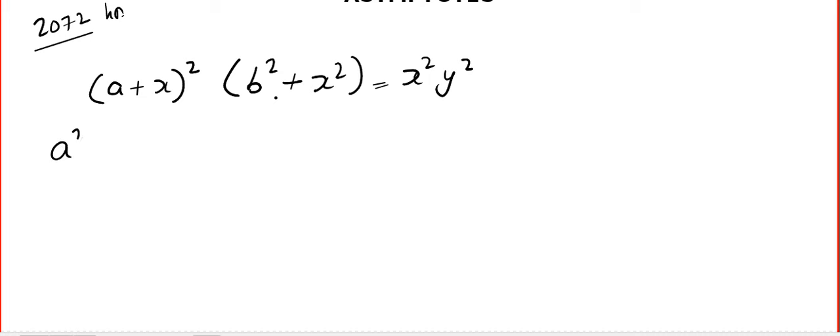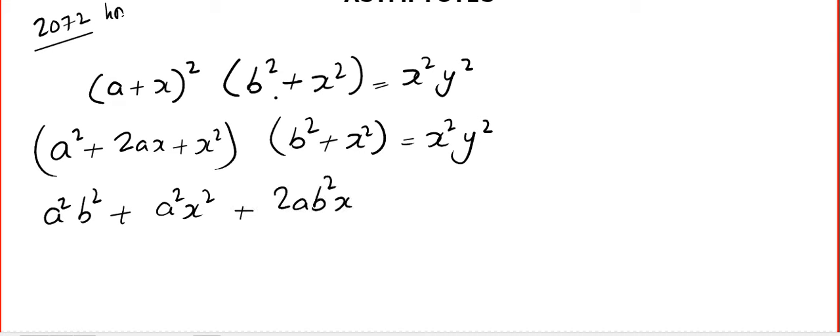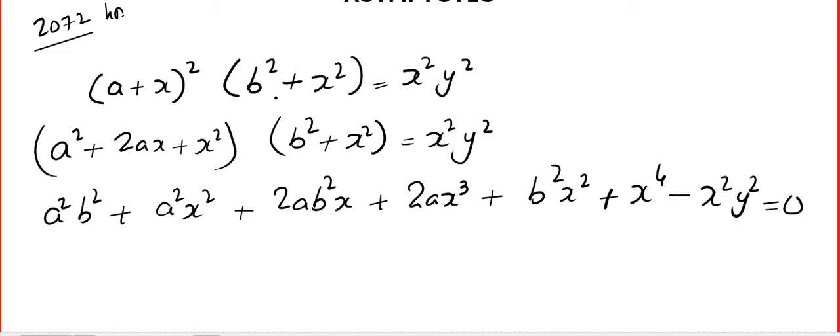First thing to do is put the equation in the standard form. So we are expanding (b² + x²) = x²y². Now we can start distributing. So a²b² plus a²x² plus 2ab²x plus 2ax³ plus b²x² plus x⁴ minus x²y² is equal to 0.